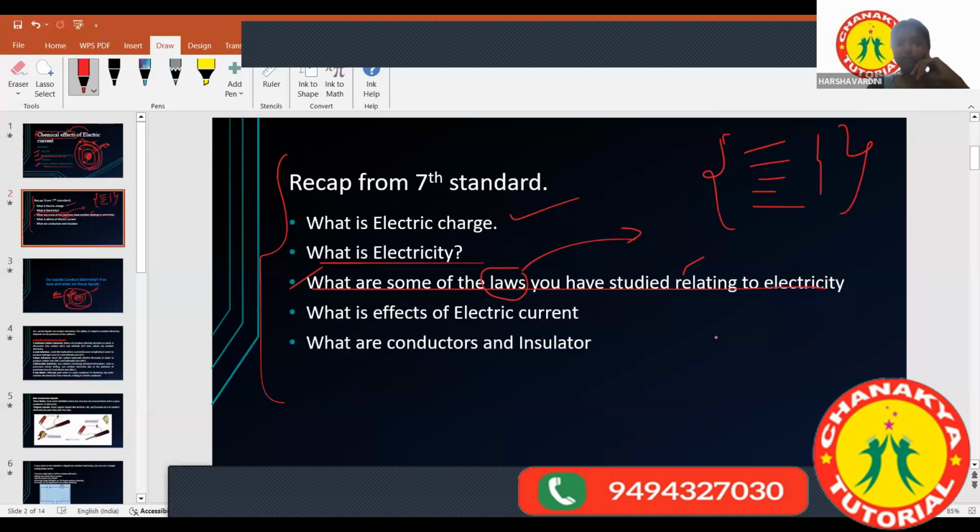Actually, relating to electricity, you have two laws. One is Ohm's law and then Joule's law of heating. When you went through the heating effect, maybe you would have come across Joule's law of heating and Ohm's law. So let it be.